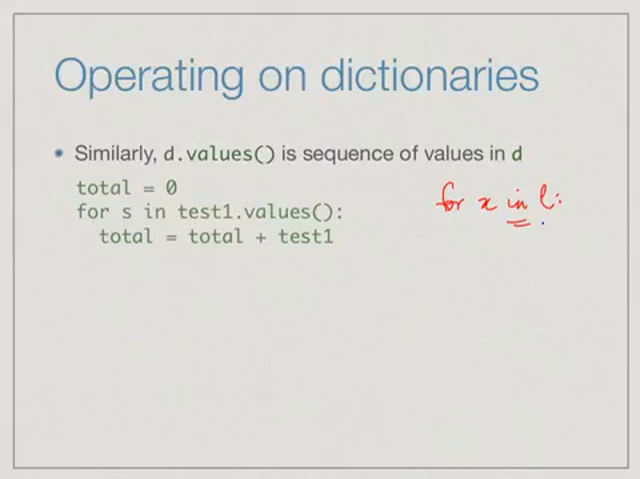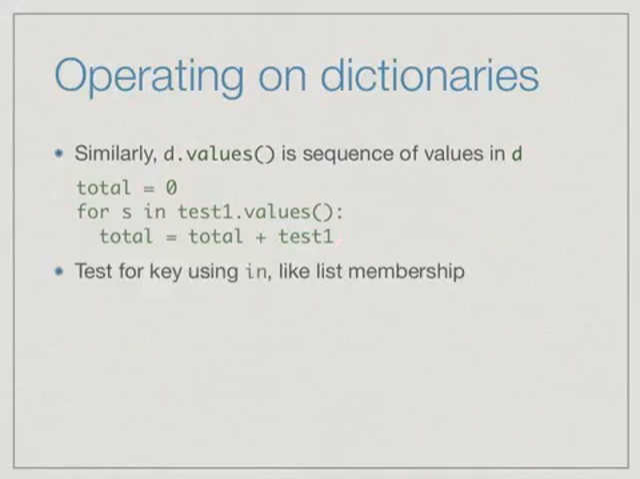So if you want to add up all the values, for instance, from a dictionary, you can start off by initializing total to 0, and then for each value you can just add it up. It should be S, right? So you can pick up each S in test1 dot values and add it to the total.